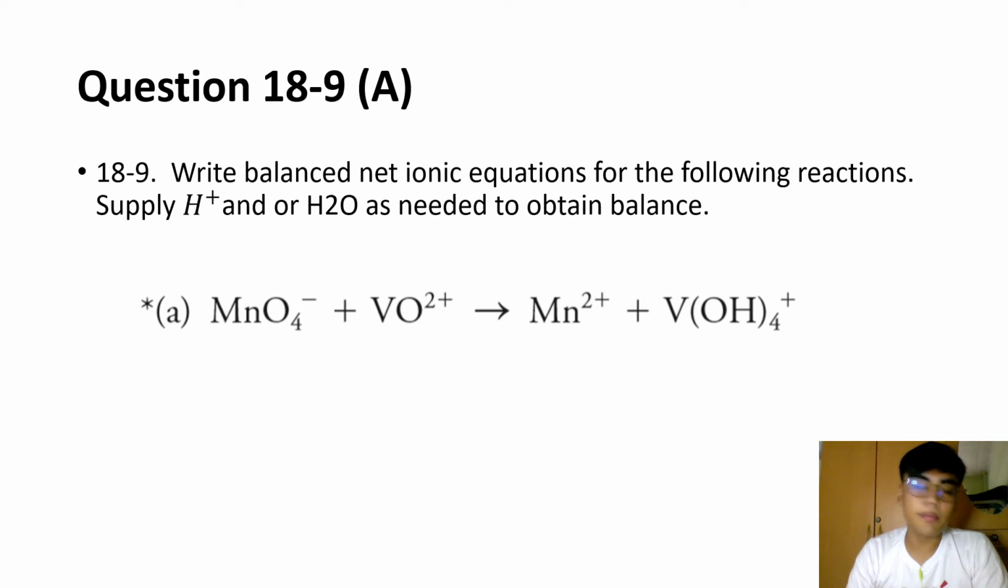So for the next problem, question 18-9 letter A, we are asked to find the balanced net ionic equation for the following reaction. Supply H+ and/or H2O as needed to obtain the balance. So we have here permanganate plus vanadyl ion that yields manganese(II) plus vanadium(IV) hydroxide.